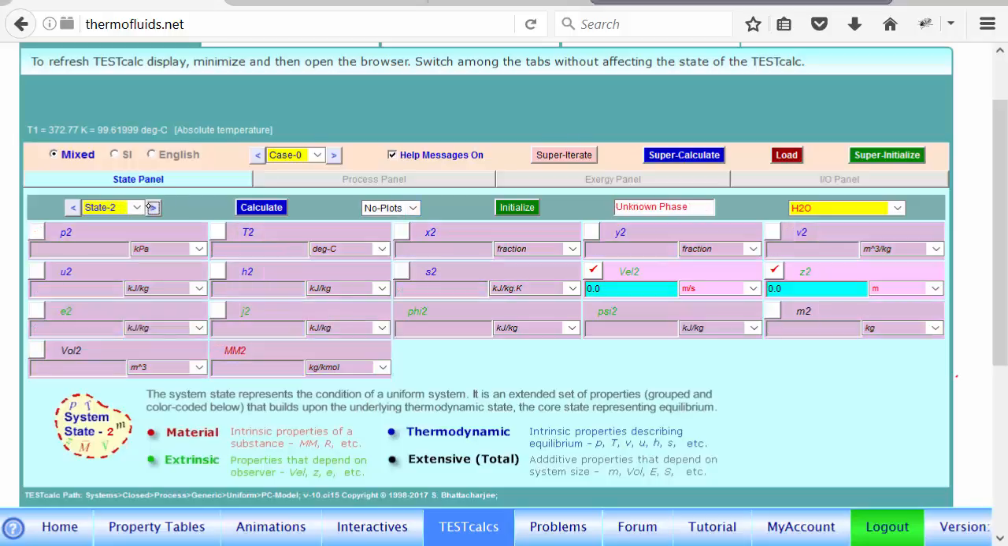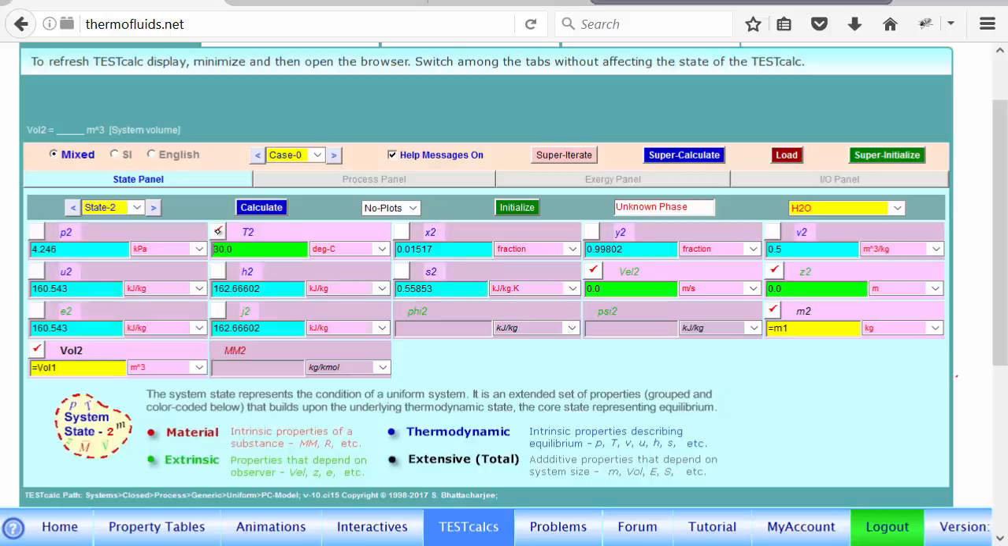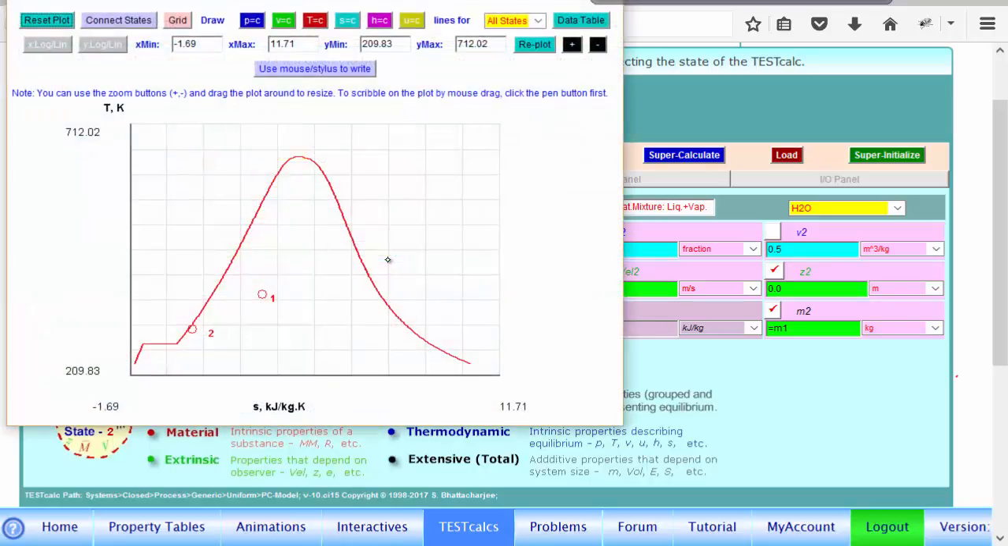So if you go to state 2, what is known? Okay, we can just write down what is known about the problem. Mass must be the same. Volume must be the same, rigid tank. And the only other information that is known is that temperature became 30 degrees Celsius. We found both the states. If you do a TS diagram, you can see the states there.